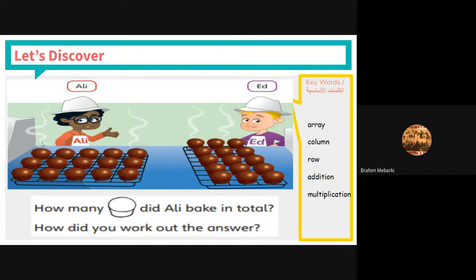So we write it as a multiplication statement. 5 times 3, 15. If you flip it over, it will be 3 times 5, 15. You get the same answer because multiplication is reversible. Now, how many cupcakes did Ed bake in total?